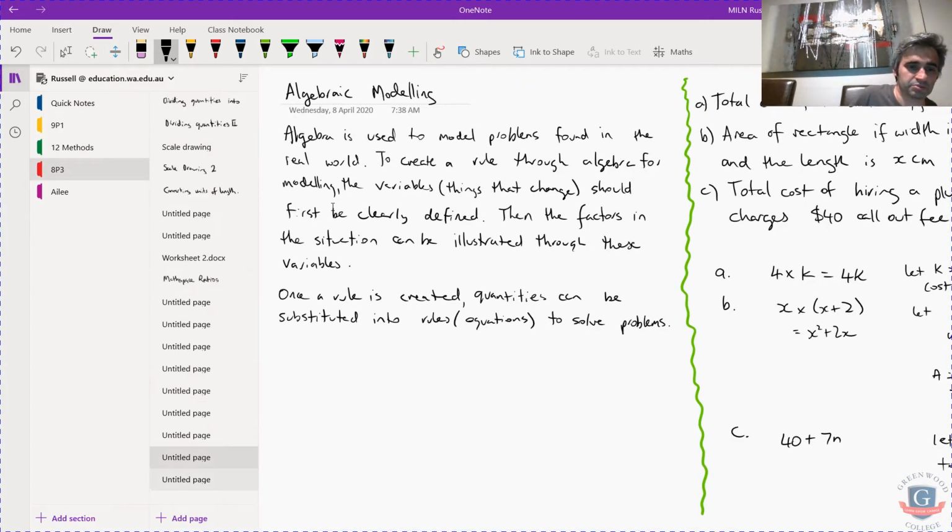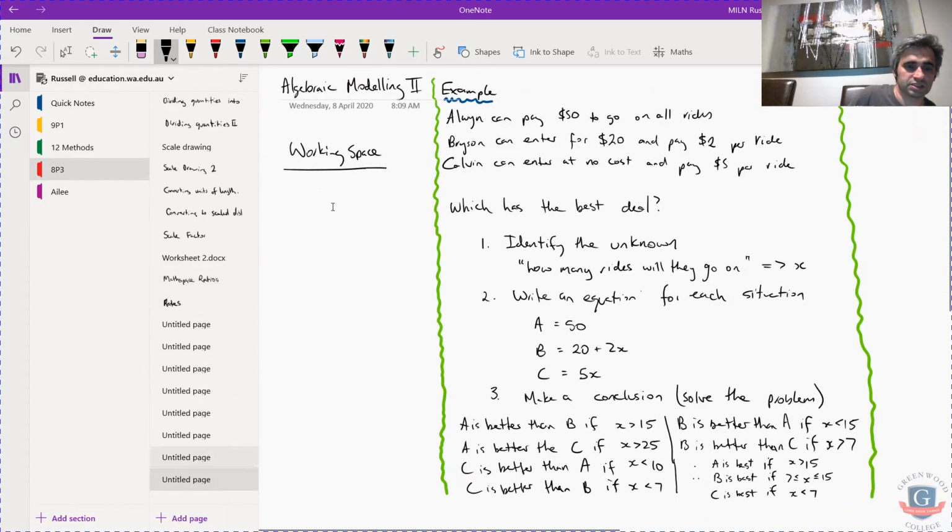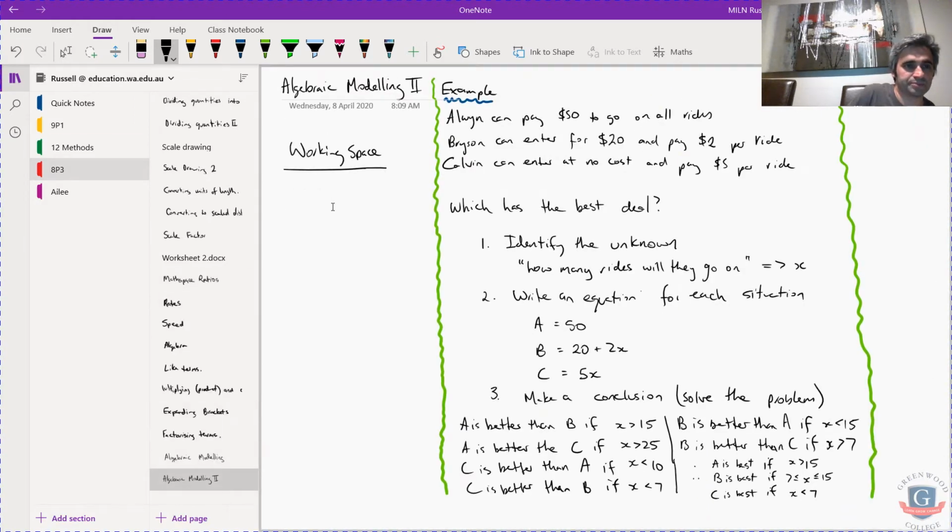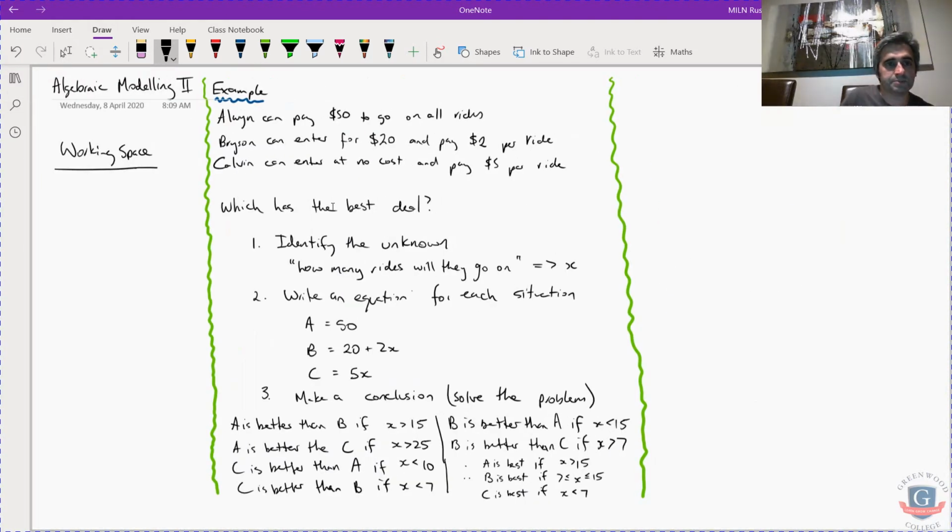This one's a bit more complicated. It's a good one though. I like it. So here, Alwyn can pay $50 to go on all the rides. Bryson can enter for $20 and pay $2 per ride. Calvin can enter at no cost and pay $5 per ride. Which has the best deal? Now this is more complicated than it looks because the best deal depends on how many rides they go on. Let's see if we can find out why.